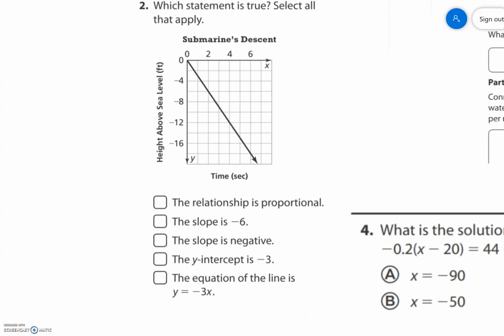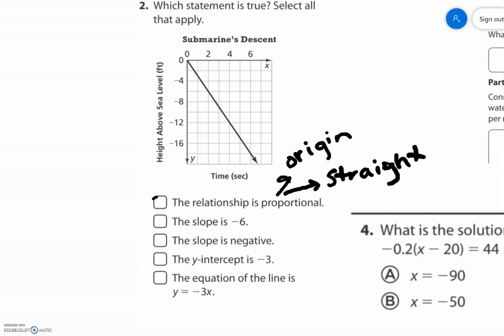Number 2, which statement is true? Select all that apply. The relationship is proportional. Well, remember, for it to be proportional, it has to go through the origin, and it has to be straight. Does it follow those two criteria? It sure does.